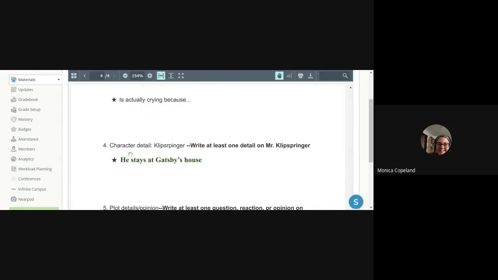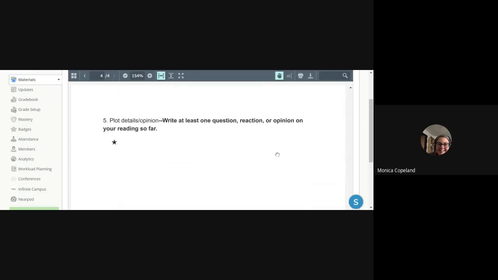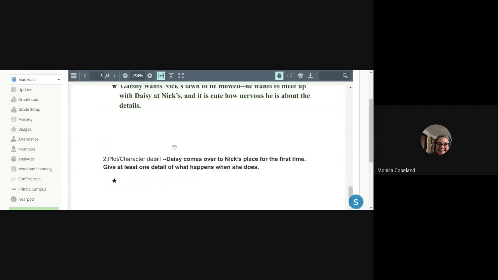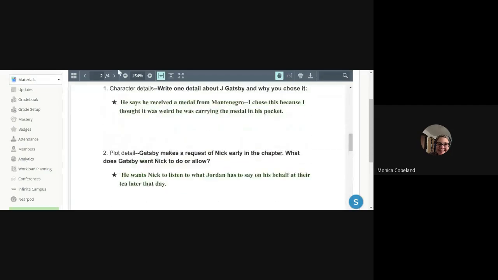Question 4, character detail, Klipspringer. He showed up in chapter 4 as well. So write at least one detail on Mr. Klipspringer. I chose he stays at Gatsby's house. And notice in the directions it doesn't say I have to say why I chose it, so I didn't. And then finally, you're going to write at least one question, reaction, or opinion on your reading so far. So that's your work for this week.